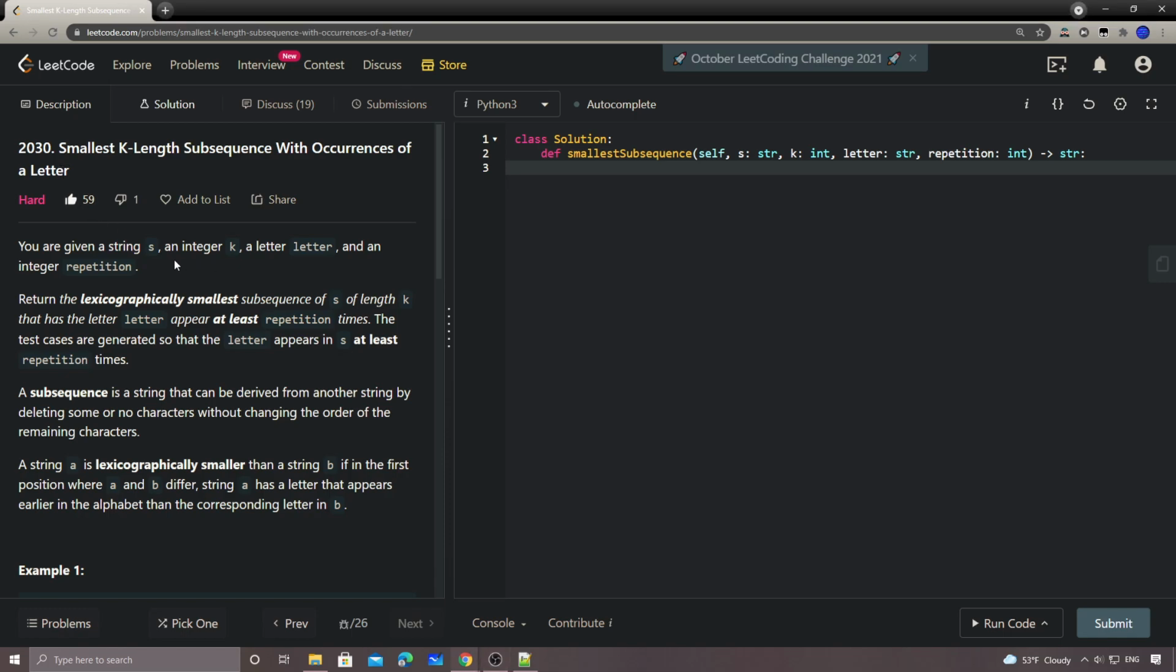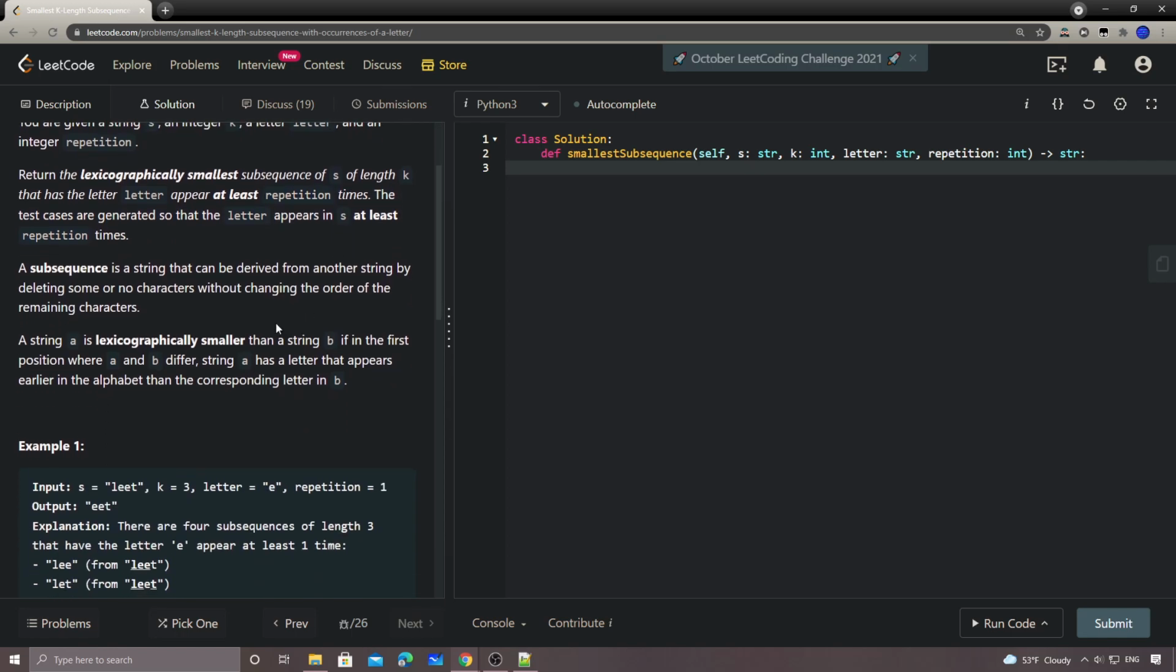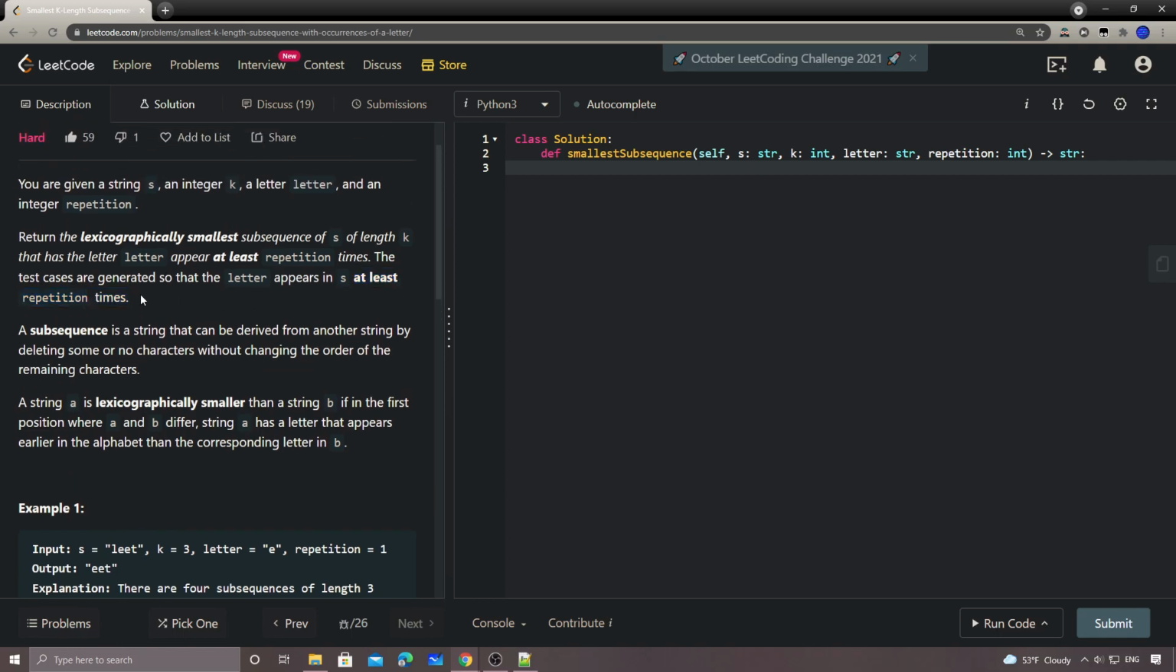So we are given a string s, an integer k, a letter, and the integer repetition. So a lot of constraints, right? And we need to find the lexicographically smallest subsequence of s of length k that has the letter appearing at least repetition times. The test cases are guaranteed that we have at least a repetition number of these letters in this string, right?